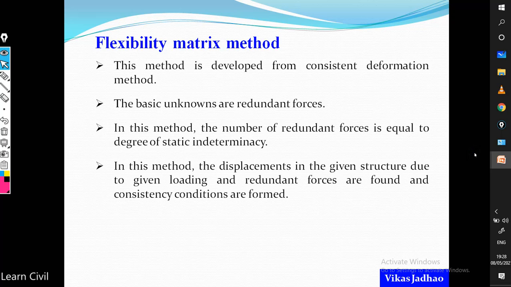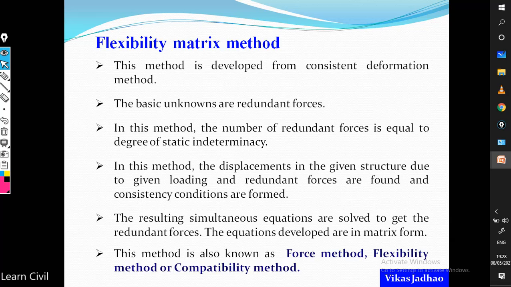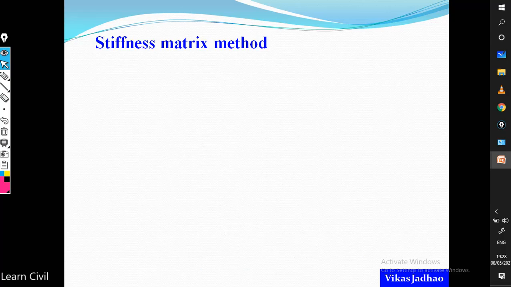The displacements in the basic determinate structure due to the given loading and redundant forces are first found out and the consistency conditions are formed. The resulting simultaneous equations are solved to get the values of the redundant forces. This method is also called the force method, flexibility method or compatibility method. The next method of matrix analysis is the stiffness matrix method.